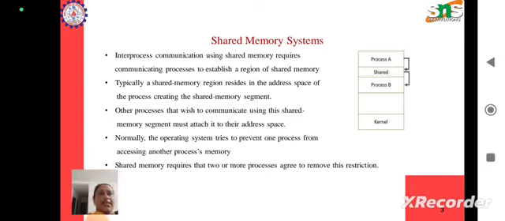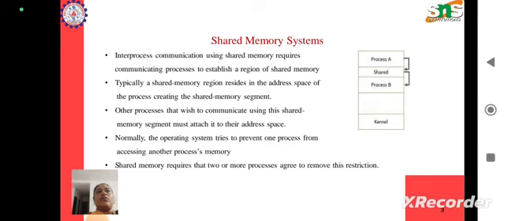process to be accessed by another process, because this shared region, as I already told you, is created in the address space of one of the processes. So the other process should be able to access this memory region, and vice versa. If that is not allowed, then it will not be able to access this region of shared memory. That is why it says shared memory requires two or more processes to agree to remove this restriction so that they can share and access this shared region of memory.